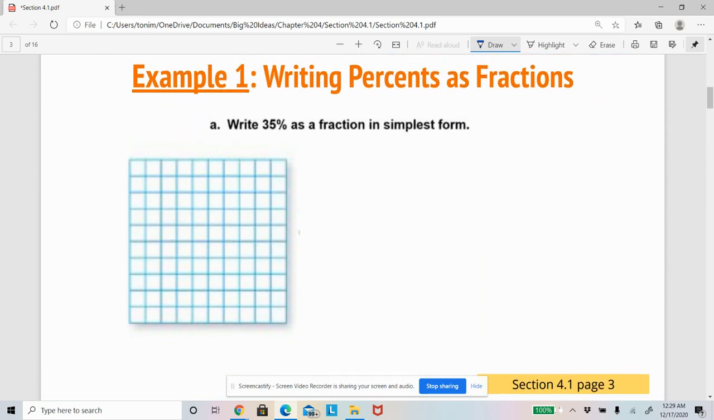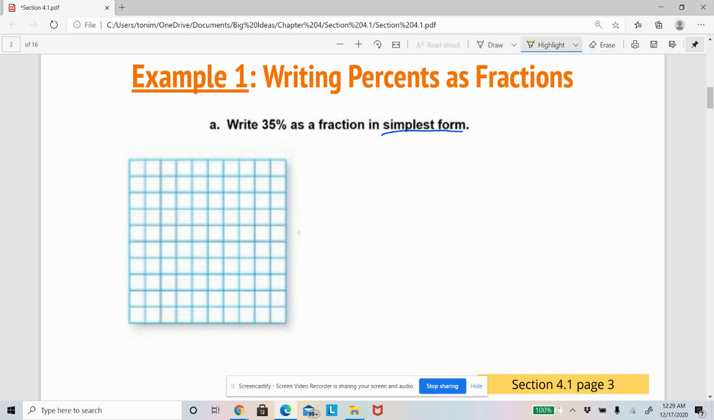So let's go to writing percents as fractions. They're asking you to write 35% as a fraction in simplest form. In simplest form, that is the big key word. So here is a hundreds chart, and you'll notice that it is 10 by 10. So 10 times 10 obviously is 100. So we have a hundreds chart.